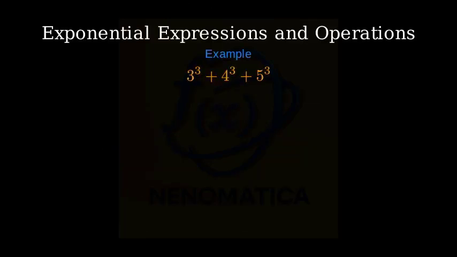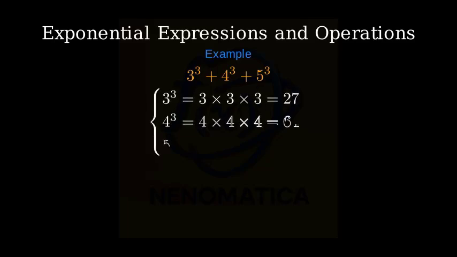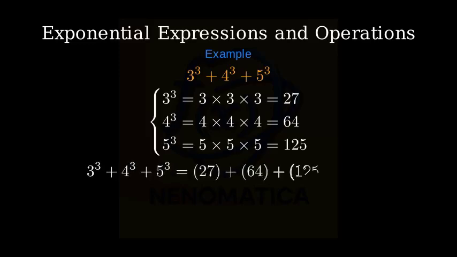We need to calculate the sum of 3 cubed, 4 cubed, and 5 cubed. First, let's compute each term separately. 3 cubed equals 3 times 3 times 3, which is 27. 4 cubed equals 4 times 4 times 4, which is 64. 5 cubed equals 5 times 5 times 5, which is 125. Now we can add these values together. 3 cubed plus 4 cubed plus 5 cubed equals 27 plus 64 plus 125, which gives us 216.